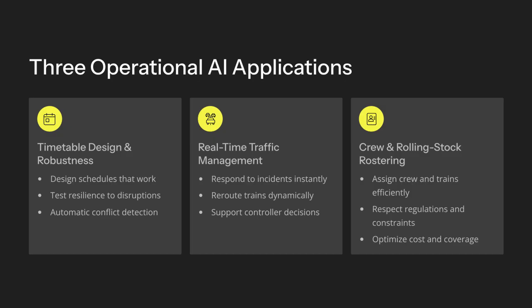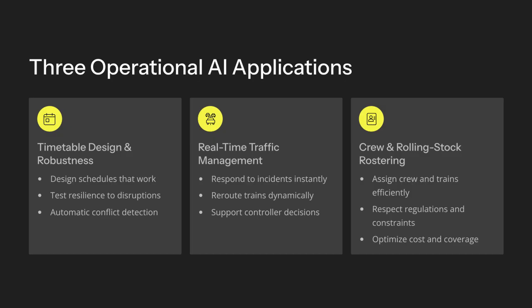The third category is crew and rolling stock rostering. This is the resource allocation layer, assigning the right crew and the right trains to the right services while respecting a complex web of constraints: working time regulations, route licensing, individual availability, maintenance schedules for rolling stock. It's painstaking work, and when something changes at short notice, it has to be redone quickly.